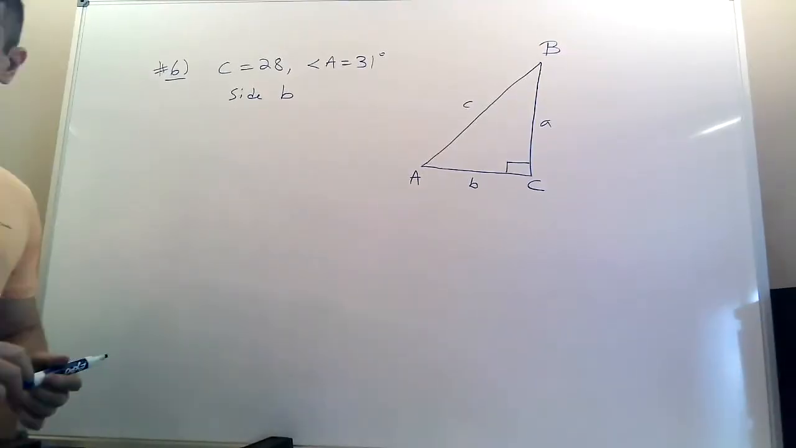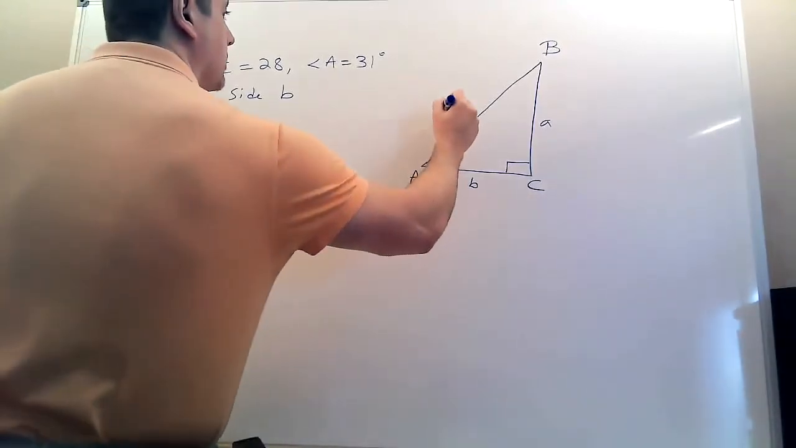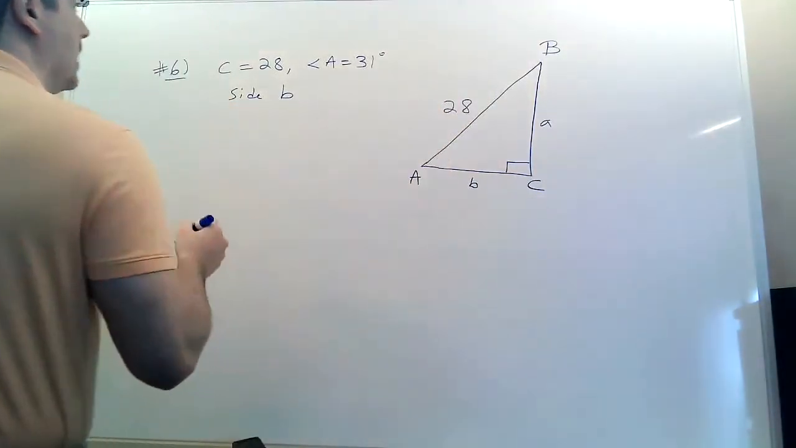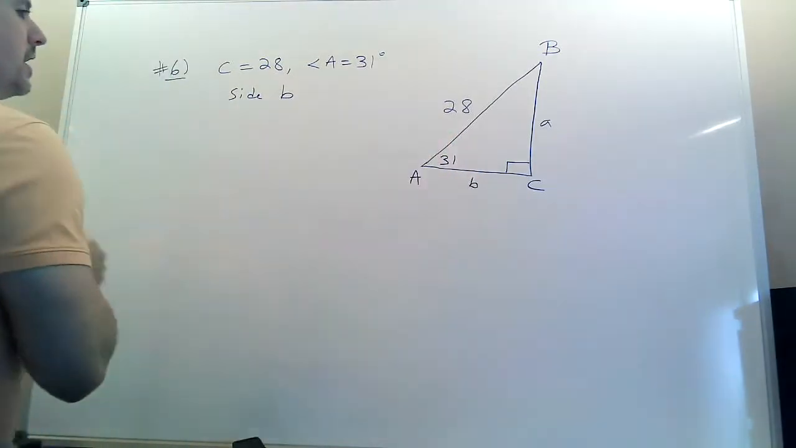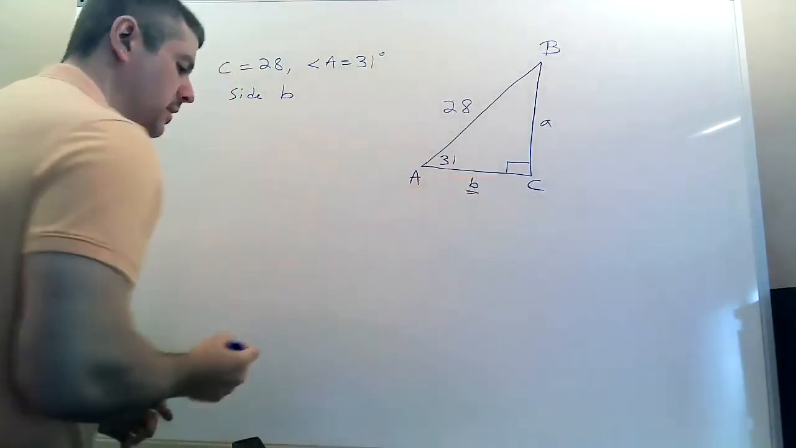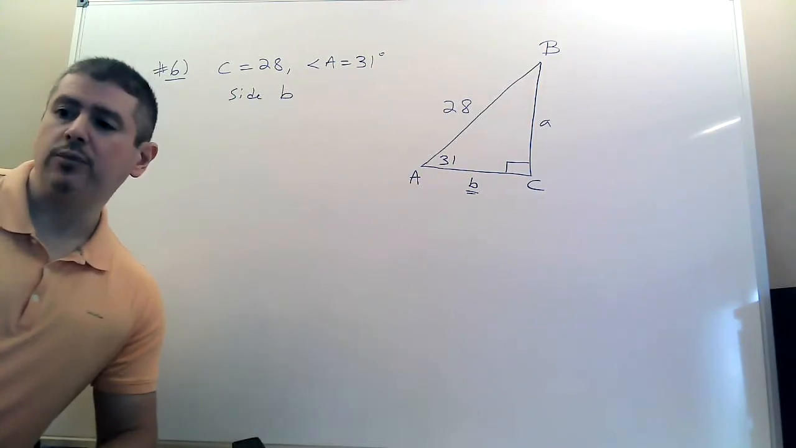All right, question number 6. I give you the hypotenuse is 28, which is actually pretty big. And then I give you angle A, again on the bottom of the triangle, is 31. And this time I'm looking for side B. I know my B sometimes looks like a 6. What can you do? It's a lowercase b.